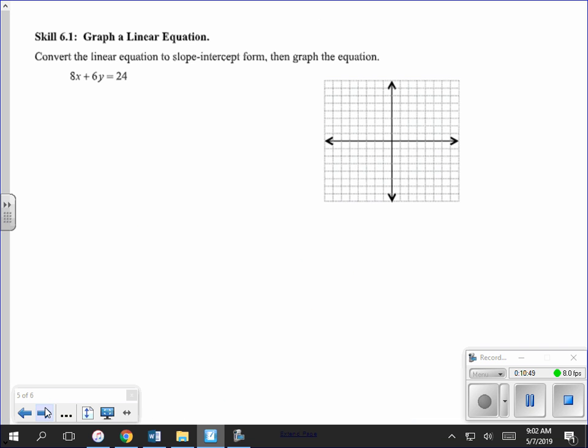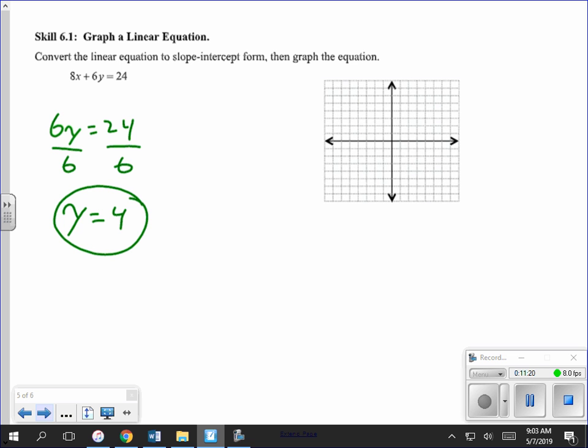Okay, graph a linear equation, convert the line to slope-intercept form, graph the equation. You do not need to convert it to slope-intercept form. What I would do instead, I really don't care which one you do, but what I would do instead of doing that is use x and y intercepts. First one, let x be 0. When x is 0, you get 6y equals 24, because your x's go away. Divide by 6, and y equals 4.